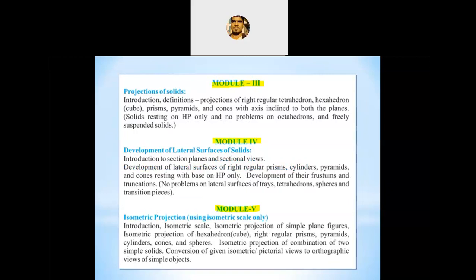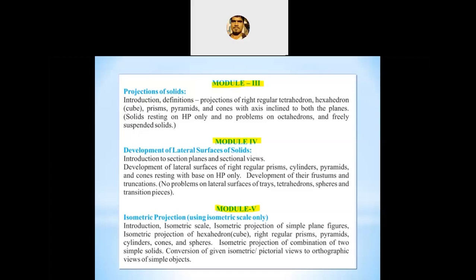And module 3 is compulsory. You have to attend module 3. It has some more extra importance compared to module 2 and module 4 or 5. So module 3 is compulsory. It is the projection of solids. Here, the definition: projection of right regular tetrahedrons, hexahedrons, cubes, prisms, and cones with an axis inclination, resting on HP only. We are discussing only solids resting on HP.